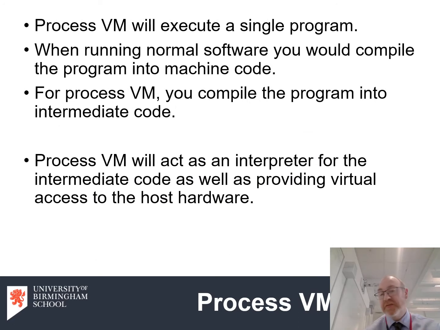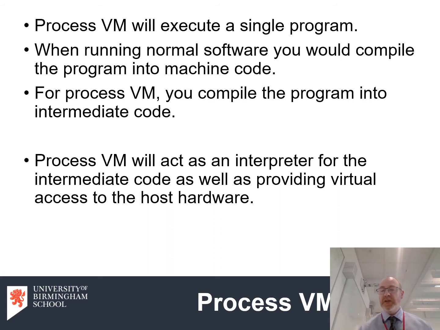Now, process virtual machines are something slightly different. It will run a single program or process. Remember, the word process essentially means a running program. So when running software, you might compile your software into machine code. As we know, compilation is the process of taking source code into machine code. For a process virtual machine, we do something ever so slightly different. Now, machine code will only work on a specific architecture, so ARM or x86, and for a specific operating system. So if I compiled a program on x86 Windows, it won't run on x86 Mac, it just won't.